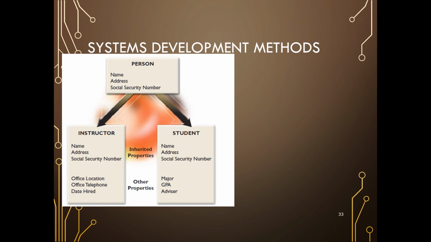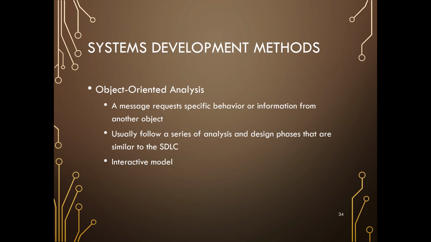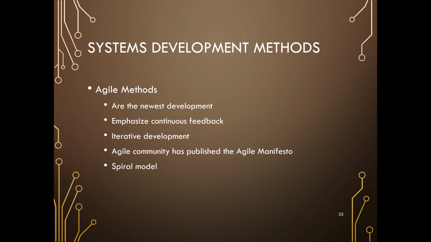In this one we may have to use object oriented to help instead. So in terms of object oriented analysis, a message requests specific behavior or information from another object. Then you have to think about the objects that will be interrelated in the system. It usually follows a series of analysis and design phases that are similar to SDLC, but this kind of thing is an interactive model because each object is related to another object. We will talk about it in detail when we reach the part on object oriented analysis and design.